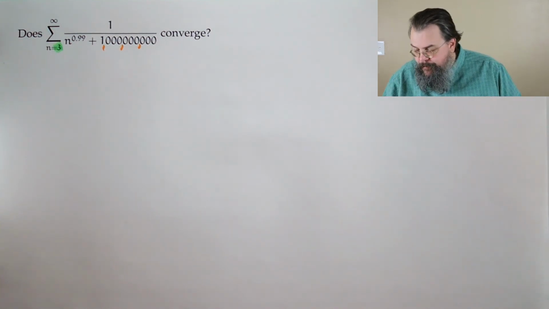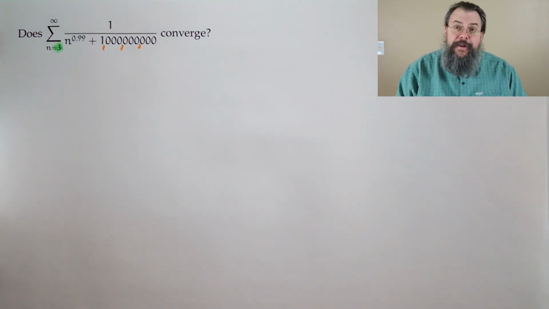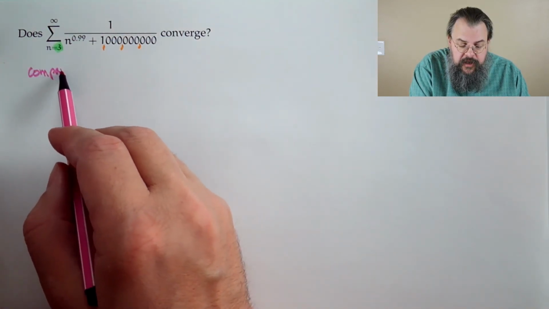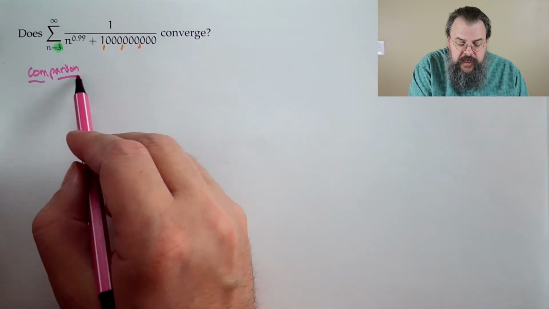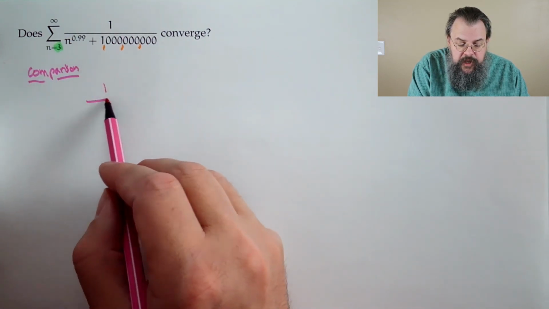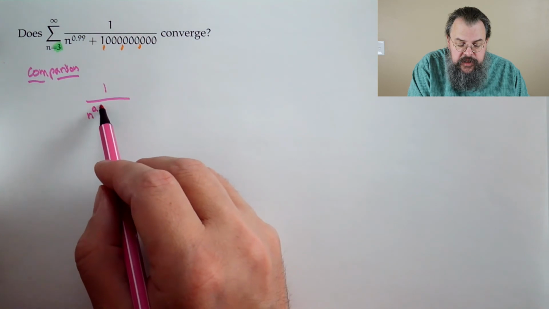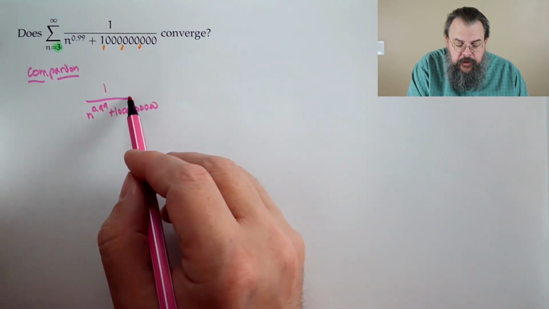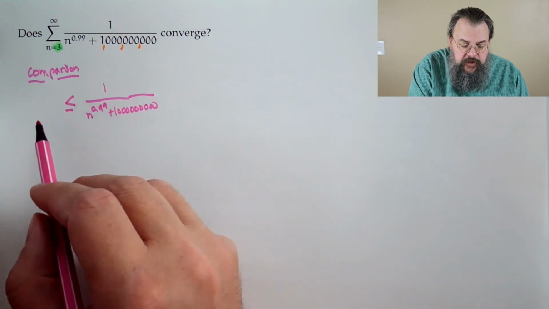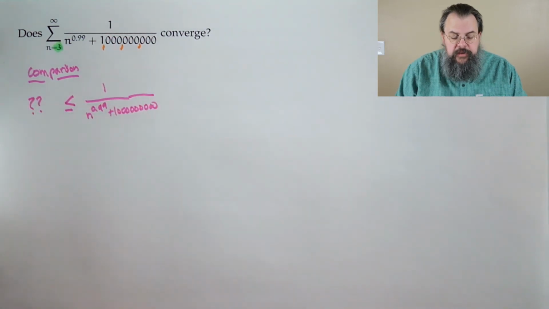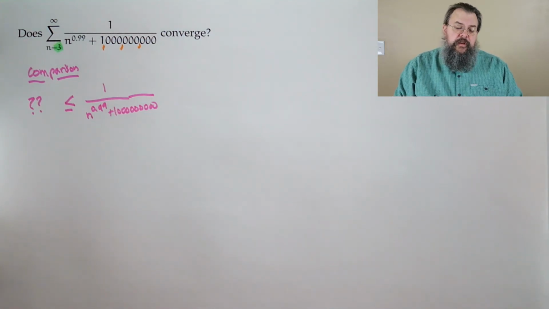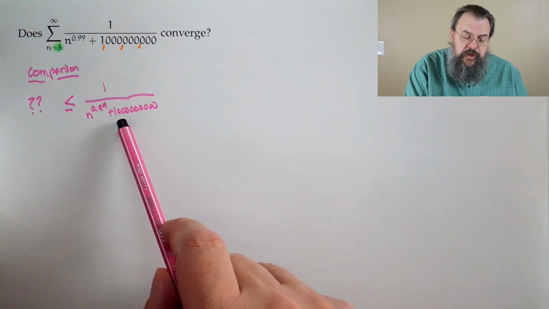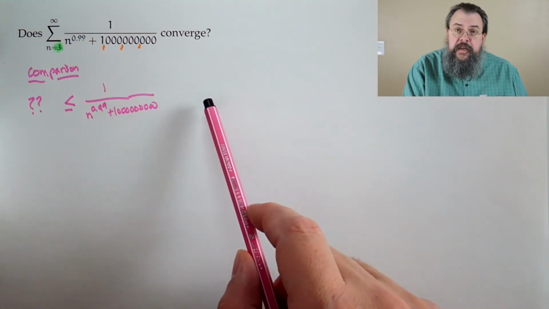All right. Now, with that in mind, we're ready to start. Can we try a comparison test? Well, if we tried a comparison test, what would we need? Since we think it's going to diverge, what we'd have to do is make a comparison to show this is bigger than or equal to something which diverges. Now the problem is, you say, oh, throw out the billion. Well, the problem is if you throw out the billion, you get n to the 0.99 is an upper bound.